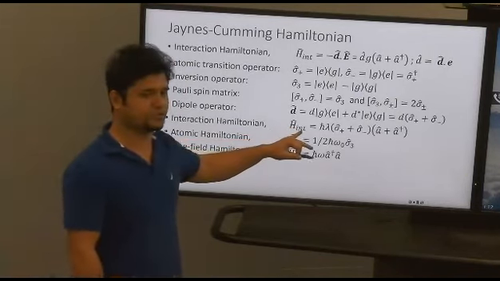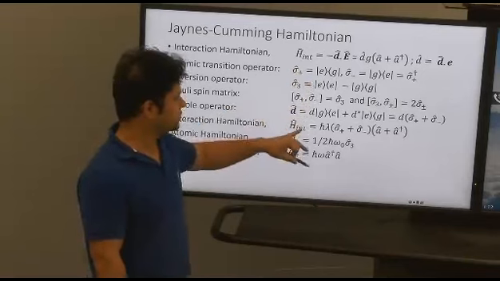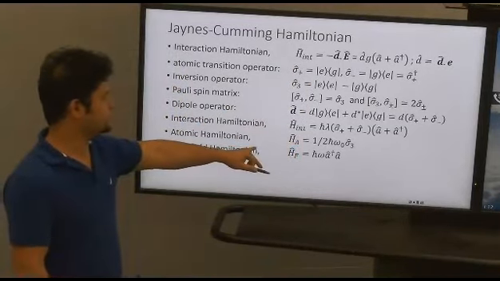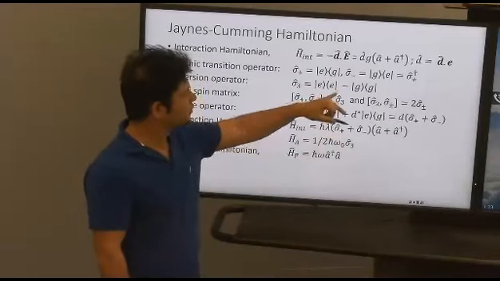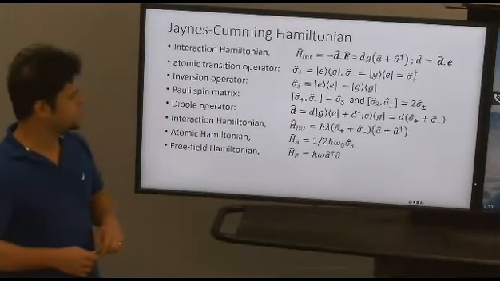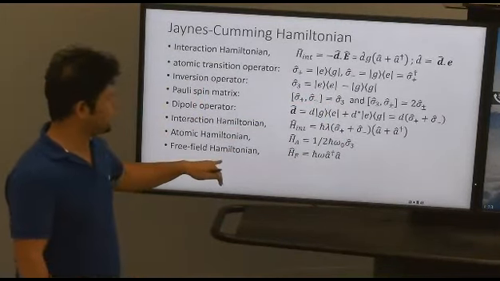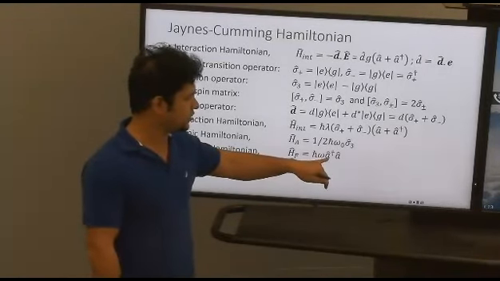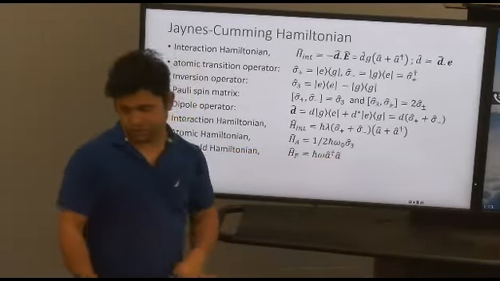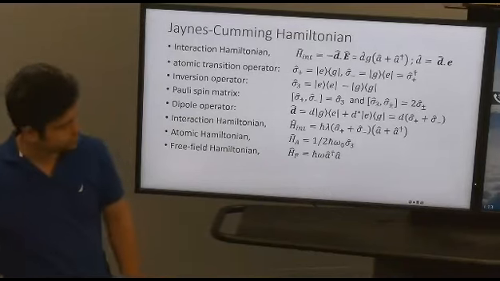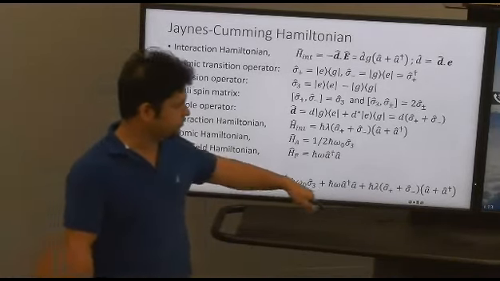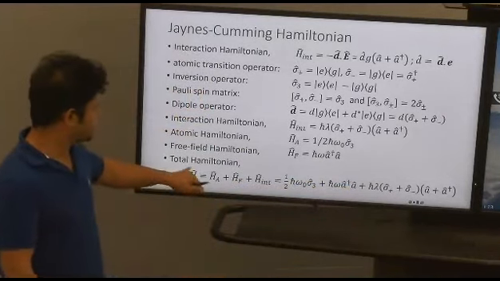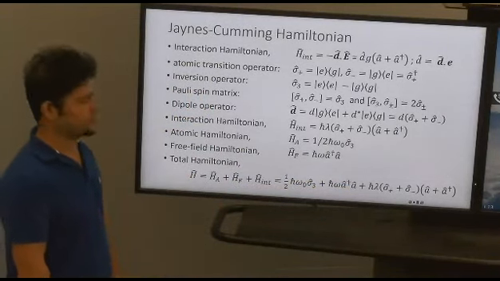One is the interaction between the photon and the two states, and this one is the atomic Hamiltonian, where the atomic energy is defined by this, from these two, as a Pauli matrix, and the free field Hamiltonian will be defined by this one, with the annihilation and creation operators of the photon. And then if we add these three terms, we will get this Hamiltonian, which is known as the Jaynes-Cummings Hamiltonian.